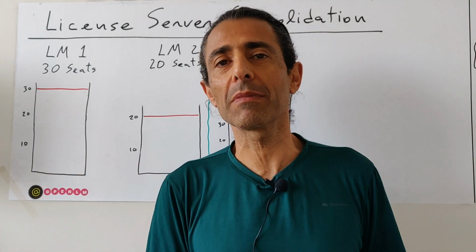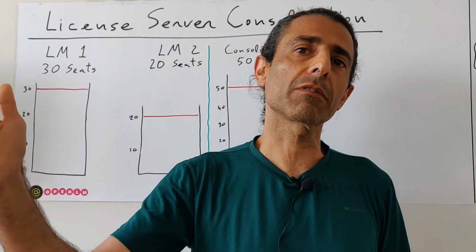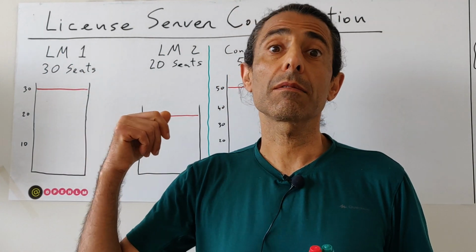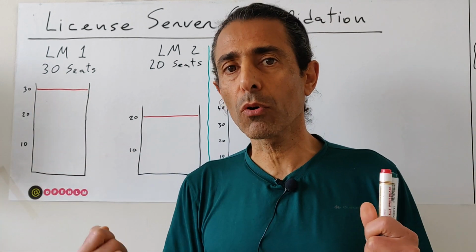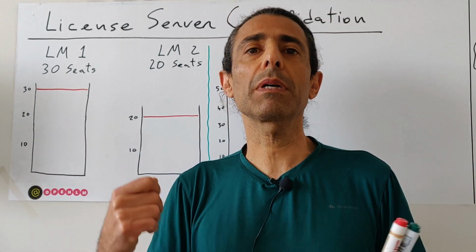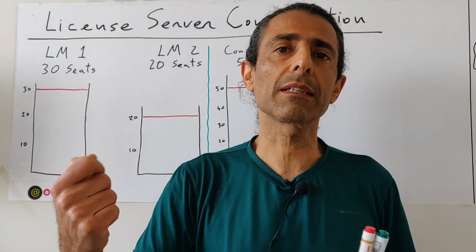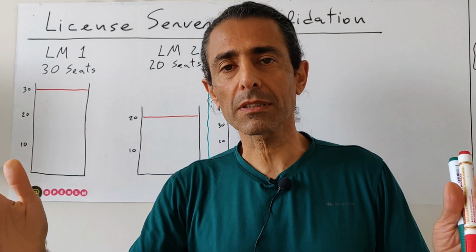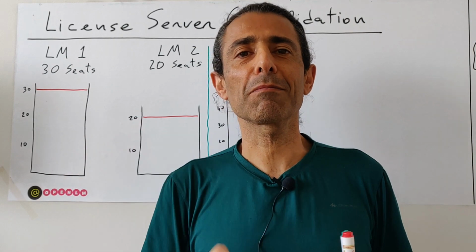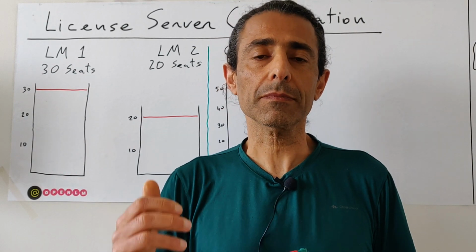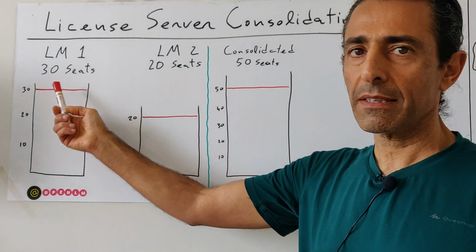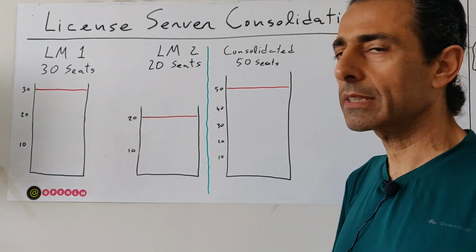So that's easy, many reasons. Sometimes geography, network problems, budgeting, who actually bought the license server, and in many organizations we can still find many separate license servers for the same feature. So they are separate, and we see 30 seats here and 20 seats here.